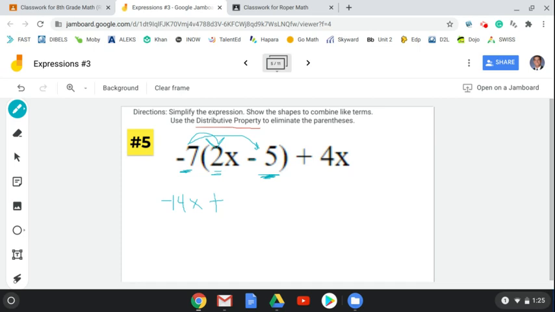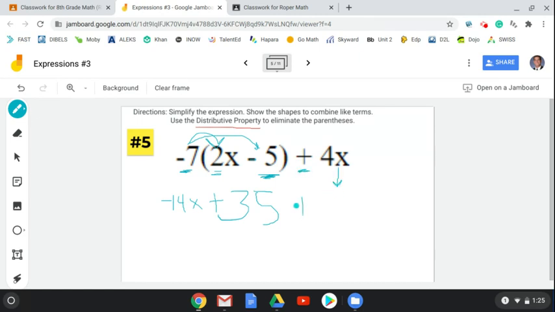Same signs positive, different signs negative. These have same signs, so my product is positive. 7 times 5 is 35. Now, do I distribute to the term outside the parentheses? No, I don't. All I do is bring this term down, and this term is positive 4x.